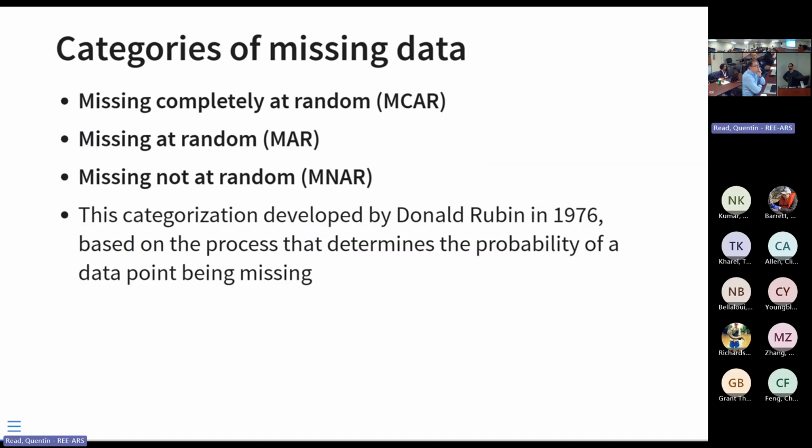There is a taxonomy or categorization of missing data. This was originally proposed by Donald Rubin, who we'll talk about again later today. He thought about the processes that determine the probability of a data point being missing. There are three categories he came up with that have little acronyms: MCAR, missing completely at random, MAR, missing at random, and MNAR, missing not at random. What does that mean? Because you'll see this if you ever look at the missing data literature, these crop up a lot.